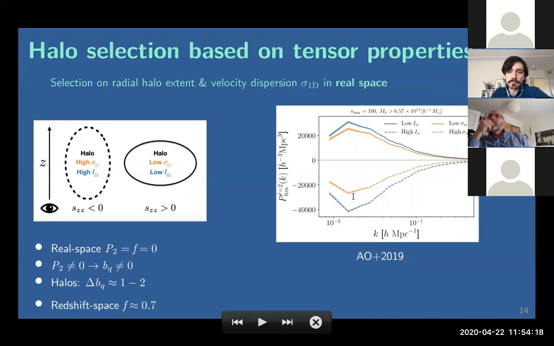So to estimate the size of this effect, in redshift space this growth factor is roughly 0.7 or something like that. When you look at these extreme halos, the difference between these b_Qs can be of the order of 1 and 2. So you see that this is a huge difference compared to what you're really trying to measure.